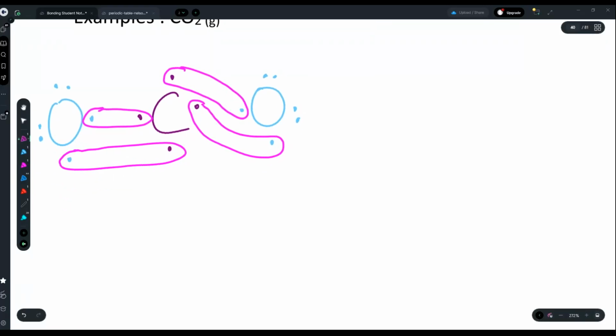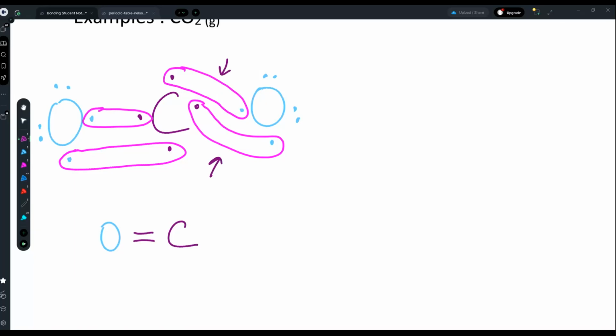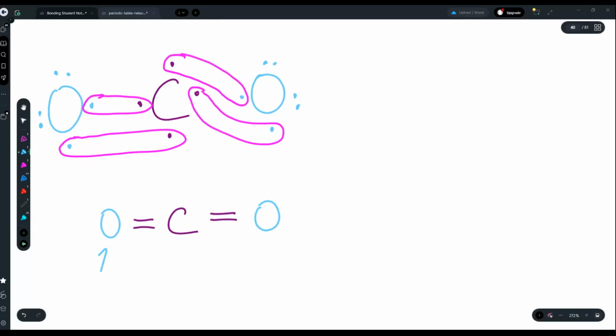So what this is going to look like is, since I have 2 pairs of bonding electrons paired up on the left hand side, that's why I'm going to draw 2 sticks or a double bond. And then same with the right side. There's 2 pairs of bonding electrons paired up, so I'm going to draw 2 sticks to represent a double bond. Now, I don't need to draw the lone pairs on the oxygens because they are terminal atoms and they are not central atoms.